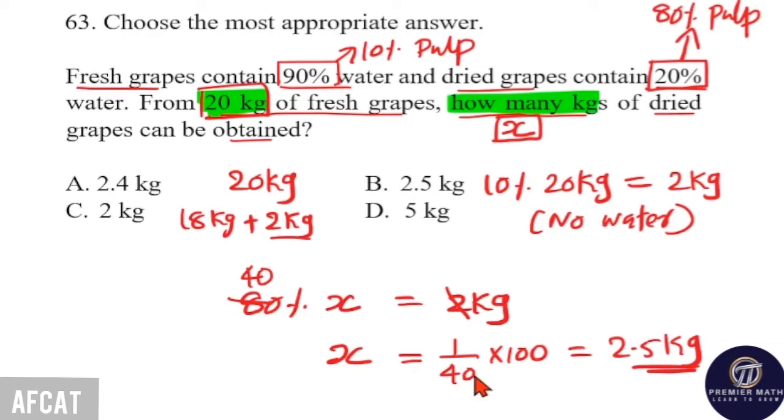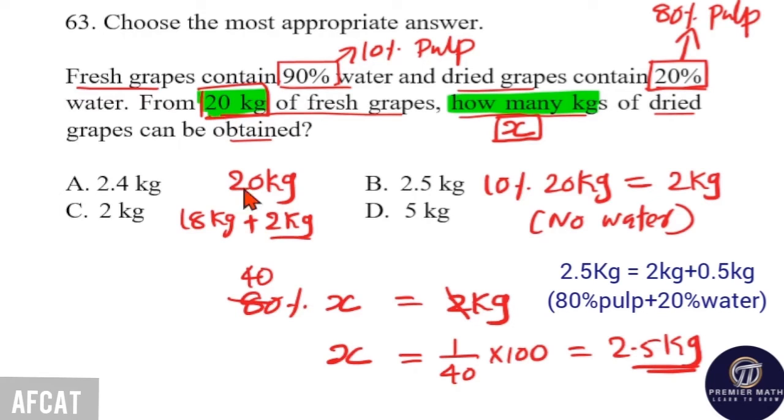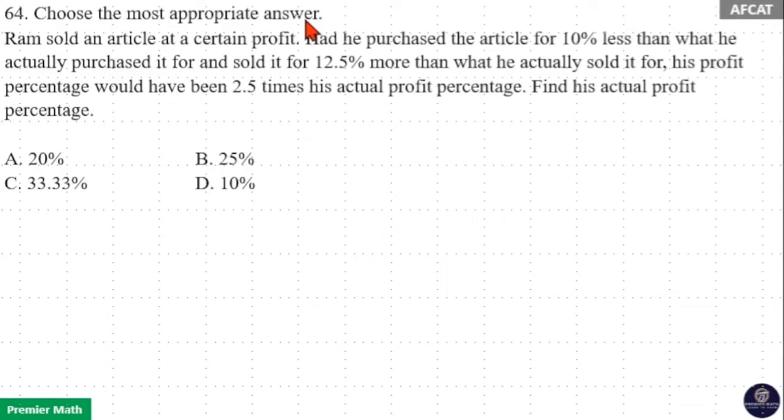That means from 20 kilogram, we will get 2.5 kilogram dried grape. And this dried grape contains 2 kilogram pulp. That is, pulp means grape content without water content. So remaining 0.5 kilogram is water. So option B is your answer. Choose the most appropriate answer.